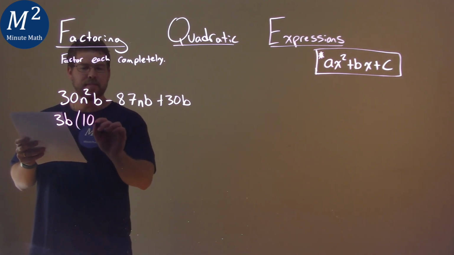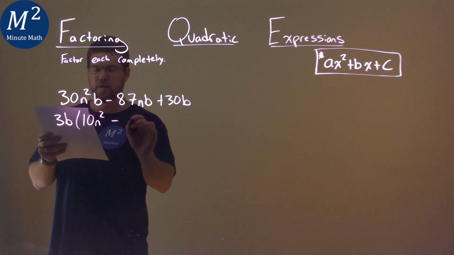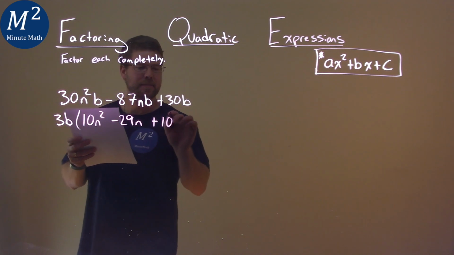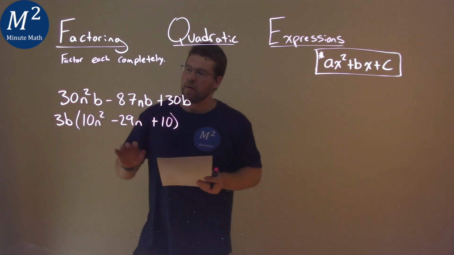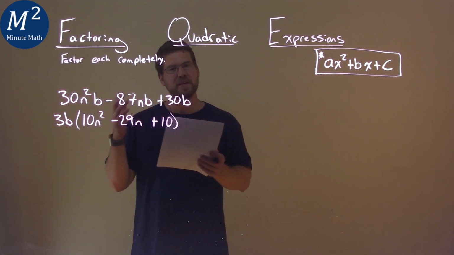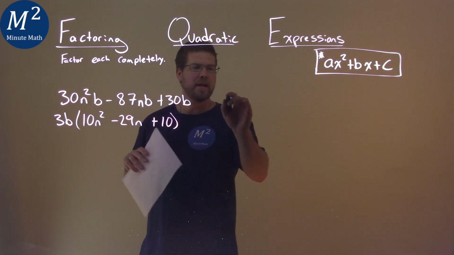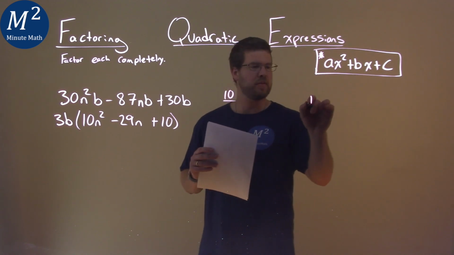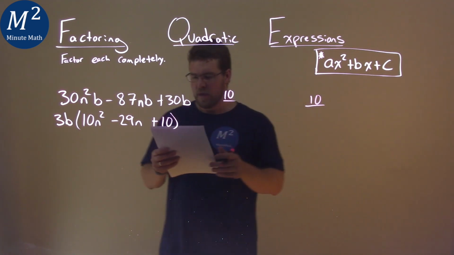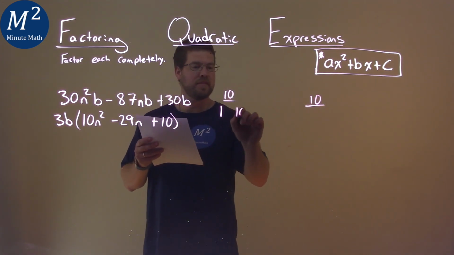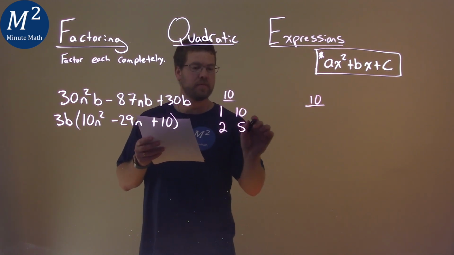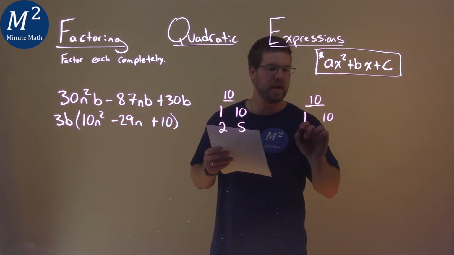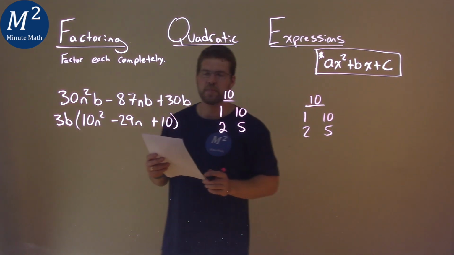I'm left with 10n squared minus 29n plus 10. So now I have a quadratic inside the parentheses, and I'm really just going to think about that. Our a value here is 10, and our c value is also 10. 10 can be 1 times 10, or 2 times 5. Same thing here, 1 times 10 and 2 times 5.